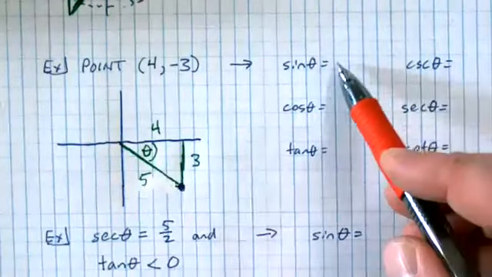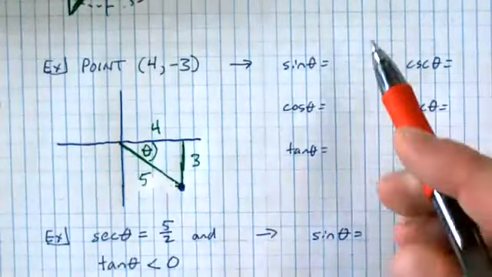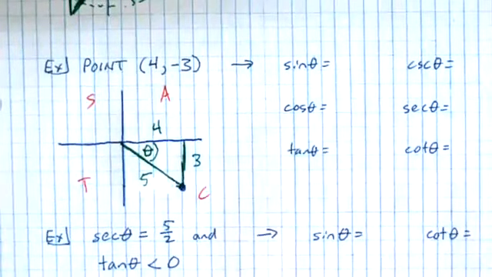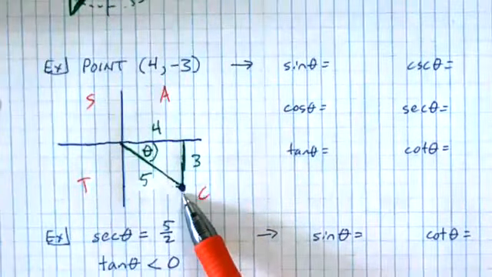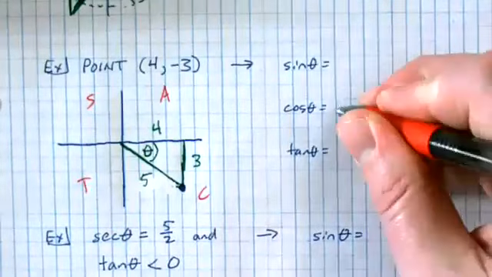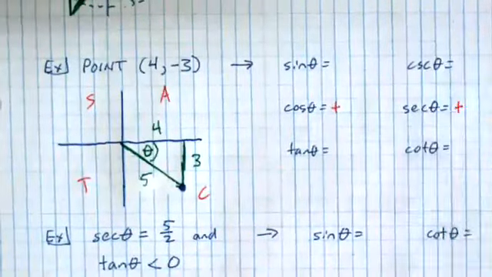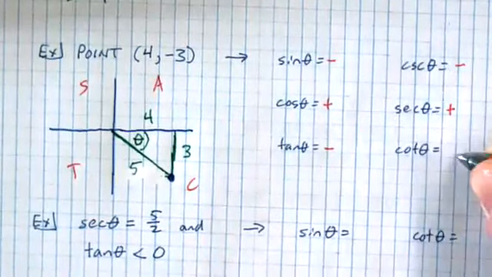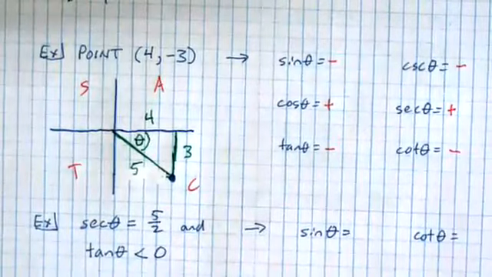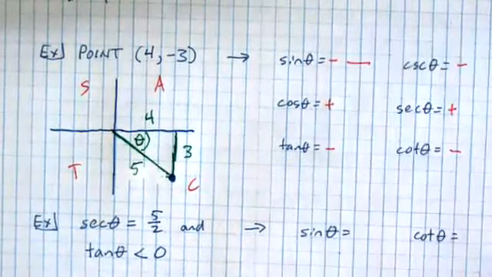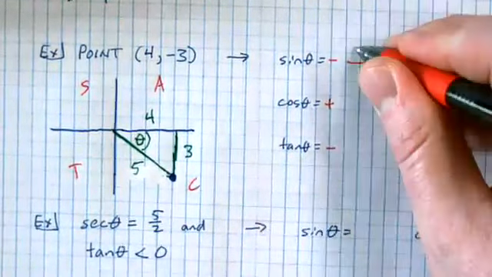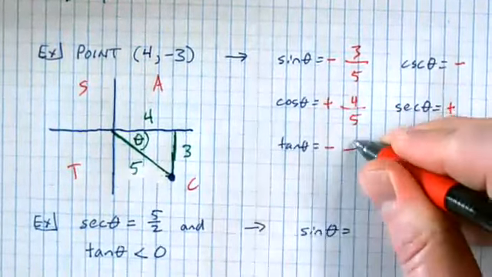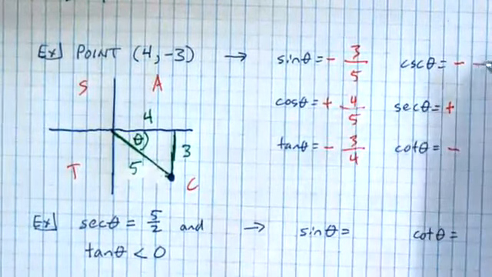In this quadrant, is sine positive or negative? All students take calculus. What's the only thing that's going to be positive in this quadrant? Cosine is going to be positive, which means secant's also going to be positive. That means sine and tangent are both going to be negative. And then we just have to fill in some fractions. Opposite over hypotenuse, adjacent over hypotenuse, opposite over adjacent, and then flip them.